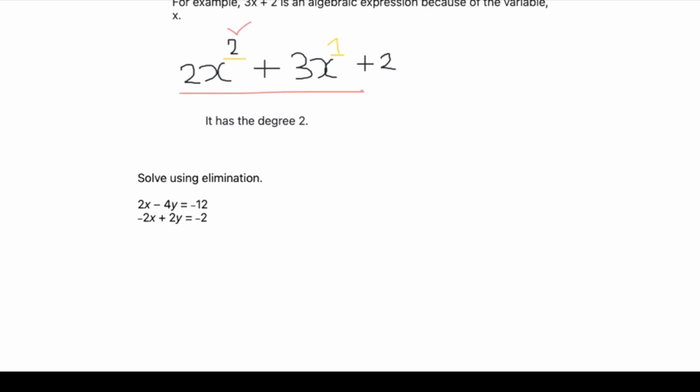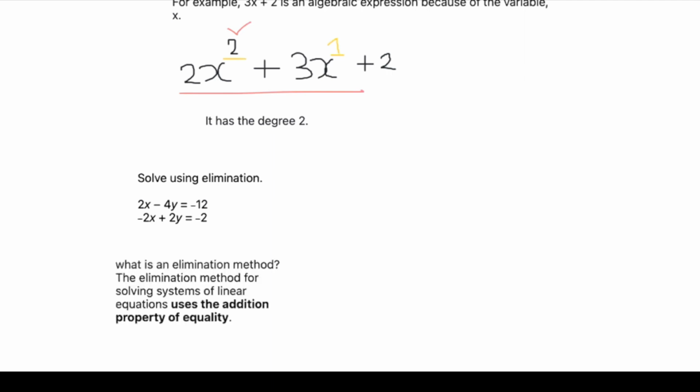So the elimination method for solving a system of linear equations uses the addition property, or else we can also use subtraction. You can add the same value to each side of the equation. Okay, let's solve this question so that you can understand all these things.